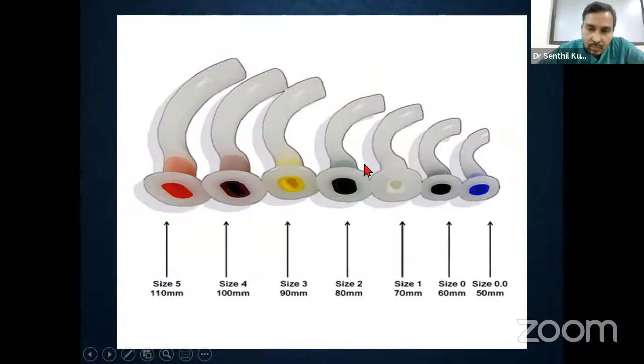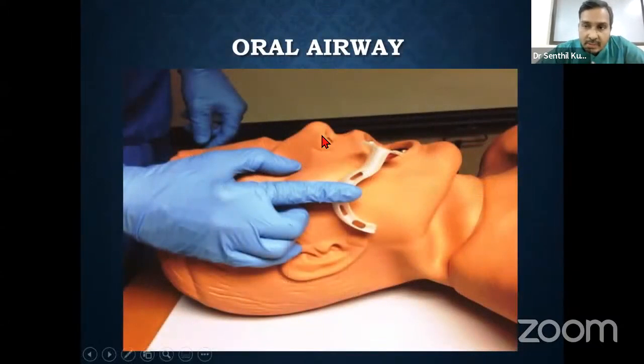Whenever you think the airway might be long, you can use higher sizes. The most important thing, as I said earlier, is the appropriate size of airway. When we choose an airway that is very small, it is not going to serve the purpose. At the same time, when you choose an airway of bigger length, it will itself cause an obstruction because it may push the epiglottis over the glottis, into the vocal cords. The ideal way of checking is to place it with the flange at the level of the incisors; the tip of the airway should be at the level of the mandible.